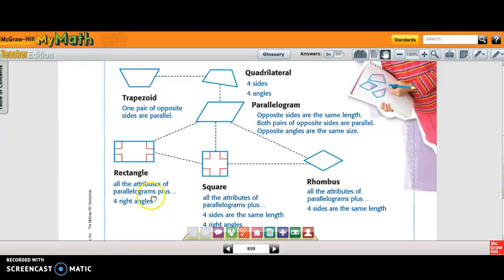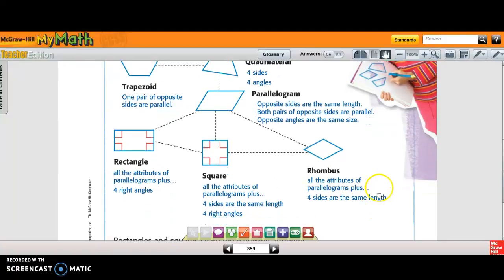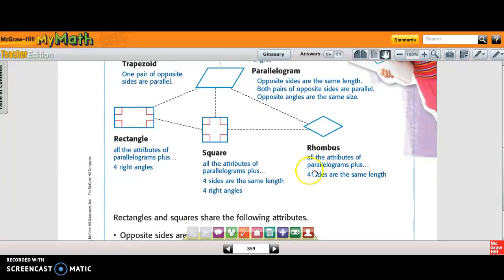A rectangle, you're right, opposite sides are the same length. It has four angles, but those are right angles because of the little box in the corner, and it has four sides as well. A rhombus has all the attributes of a parallelogram, meaning it has four sides, opposite sides are the same length, opposite angles are the same size, and then all four sides are the same length. It's like a square, but tilted.